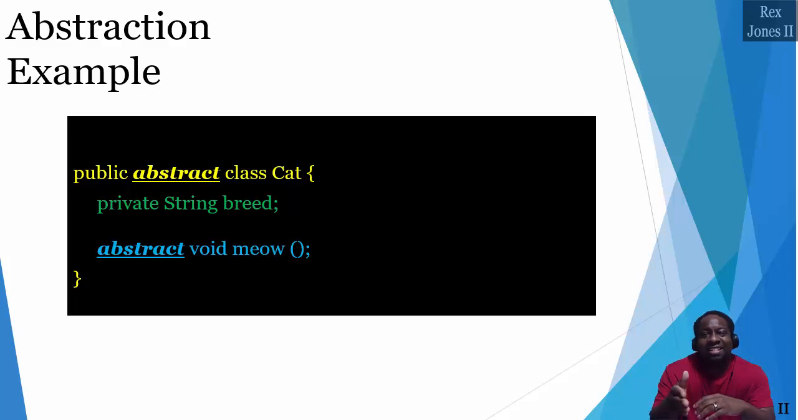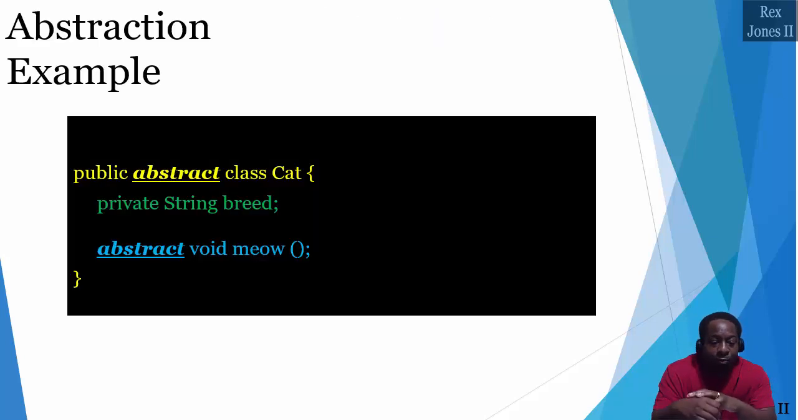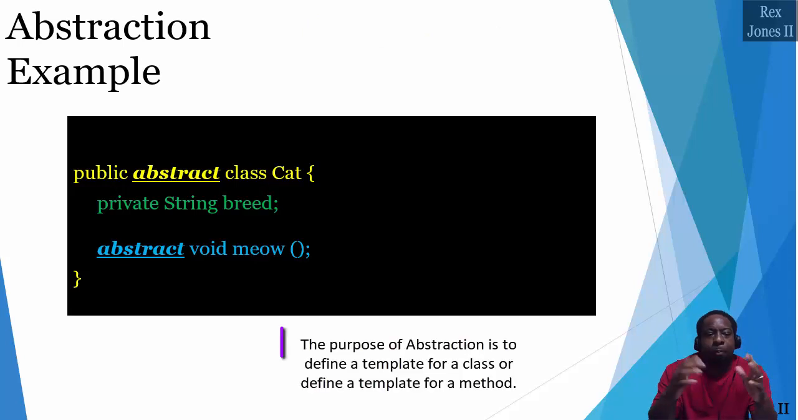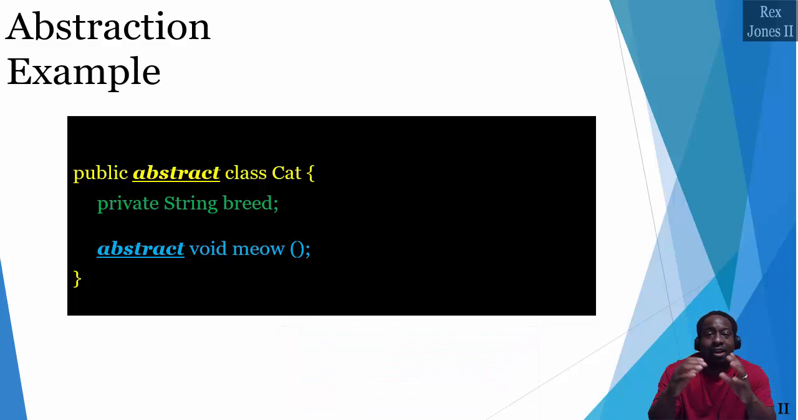Abstract is a non-access modifier for classes and methods, but not for a variable like breed. The purpose of abstraction is to define a template for a class or define a template for a method. Abstract classes are generic and operate as a superclass. Therefore, it can be extended, which allows a subclass to fill in the details.